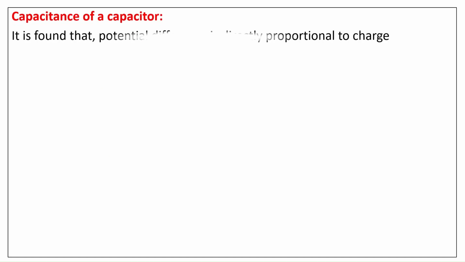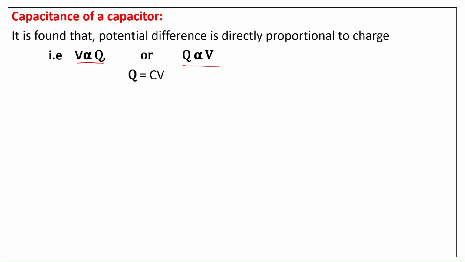Capacitance of a capacitor. It is found that the potential difference is directly proportional to the charge. That is, V is directly proportional to Q, or Q is directly proportional to V. This can be written as Q is equal to CV, where C is a constant called the capacitance of the capacitor, or C is equal to Q by V.